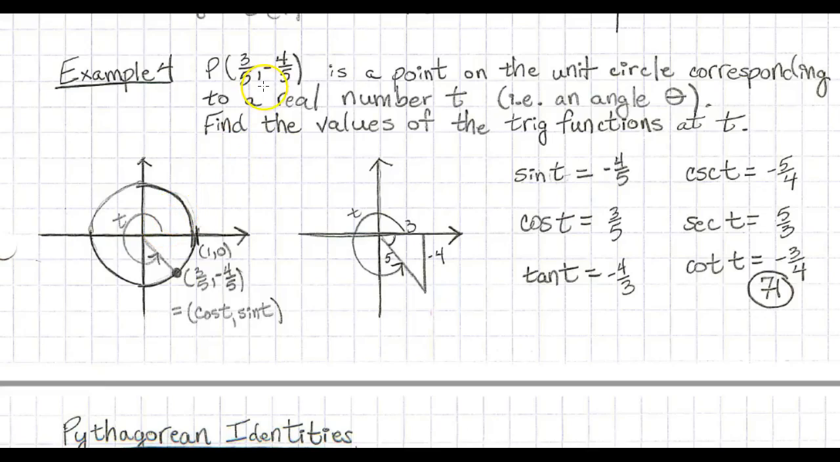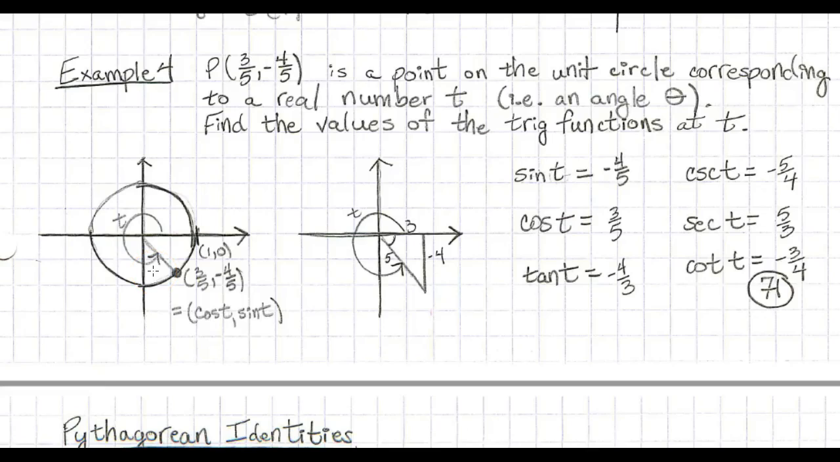Okay, so the point 3/5, minus 4/5, we want to find the values of all the trig functions at that t. Well, I know I'm down here in this fourth quadrant, right? Because the x value is positive and the y coordinate is negative. So I'm just going to draw the point, label it 3/5, minus 4/5. So the angle t I'm looking for is that guy. The positive angle t is this guy.